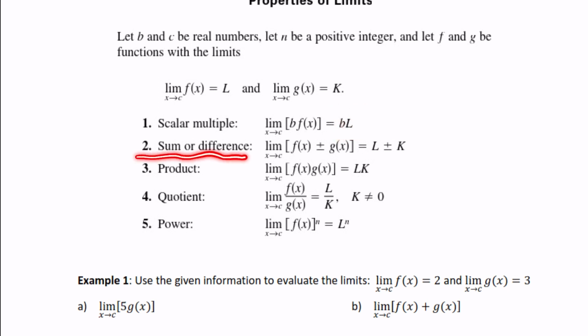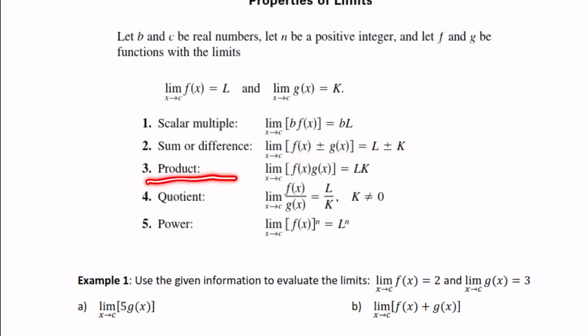Then number 2, the sum or difference property of a limit. If I have two functions, adding or subtracting, I'll first find the limit of the first function, find the limit of the second function, then add or subtract the result.